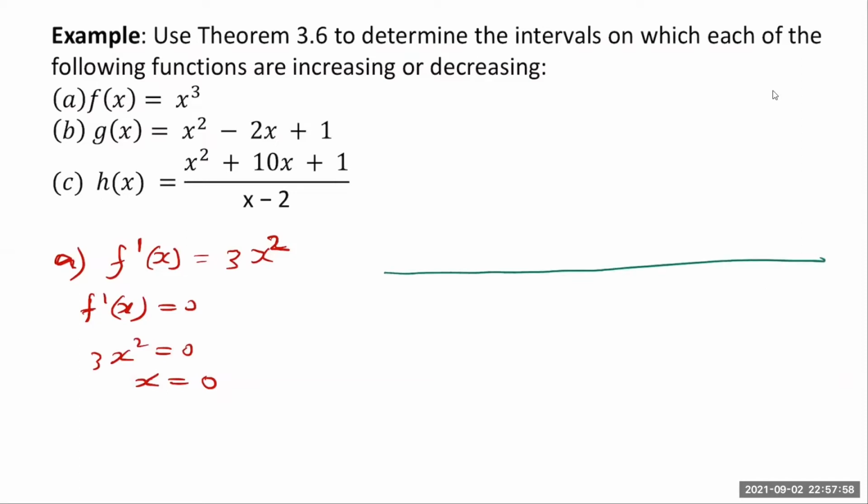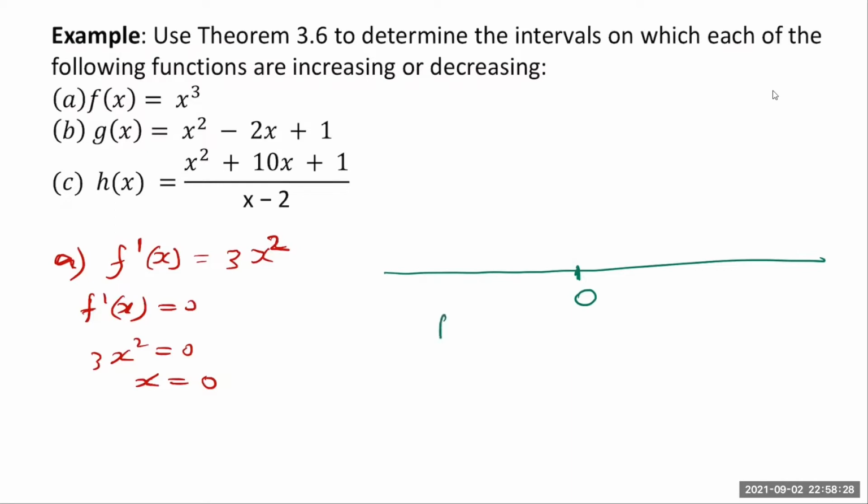Now I'm going to construct a sign chart. To construct a sign chart, I place my 0 here. That's the only point where f prime of x can change sign, if it changes. Now I'm going to compute the sign of f prime in each interval. I have two intervals here: one is minus infinity to 0, and the other is 0 to plus infinity. In those two intervals, I'm going to compute the sign of f prime of x.